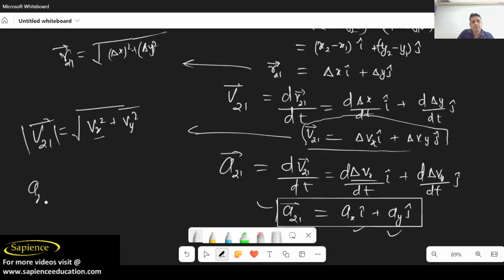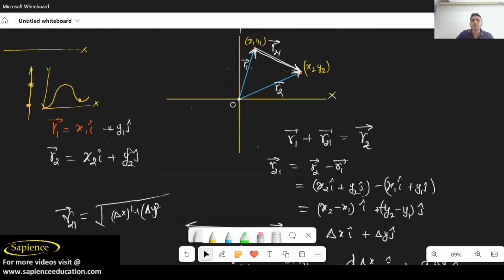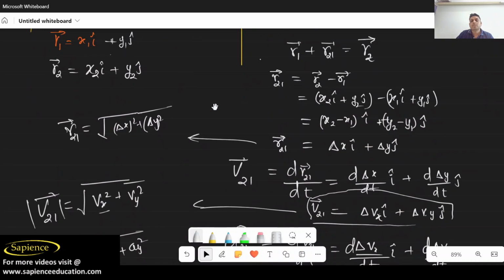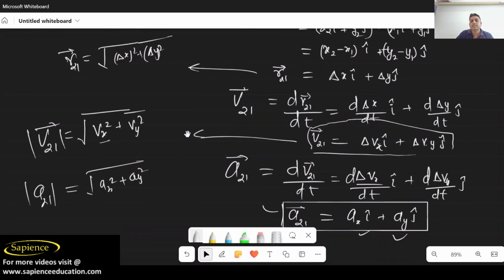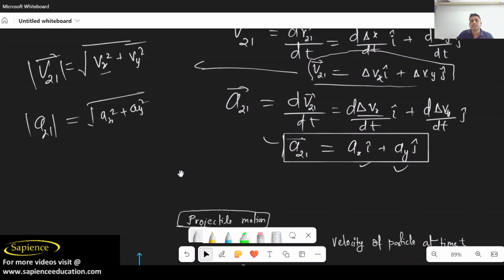If you want to find the magnitude of the acceleration, we can write here acceleration in x component whole square plus acceleration in y component whole square. So this is all about the motion in 2D. If you want to deal with motion in 2D, you have to use it like this.